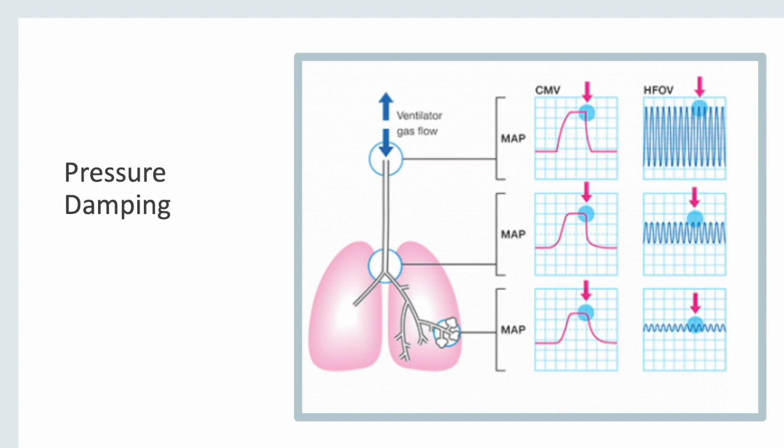Actually, because of pressure damping, the pressure that reaches the peripheral lung tissue is attenuated until it is only slightly less than the pressure measured at the proximal flow sensor. On the other hand, the pressure reaching the peripheral lung tissue is kept high on CMV.